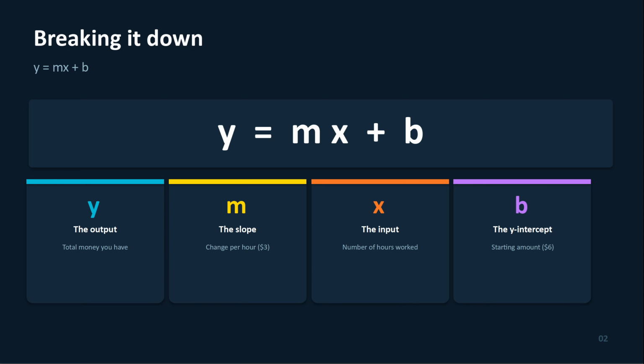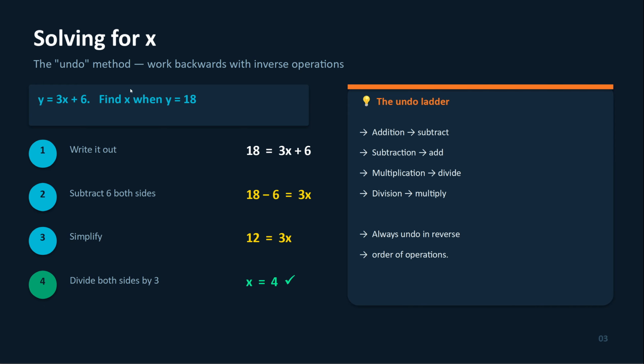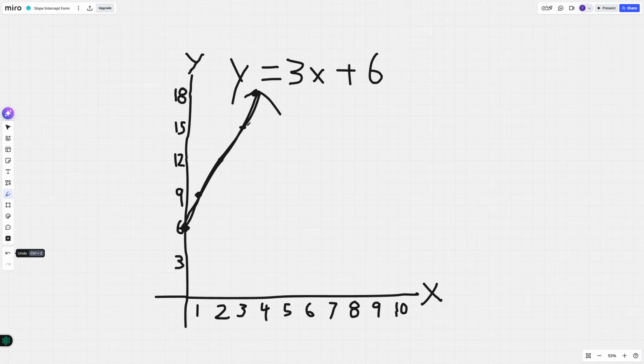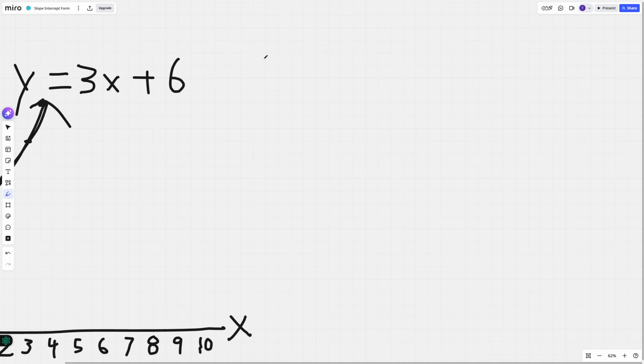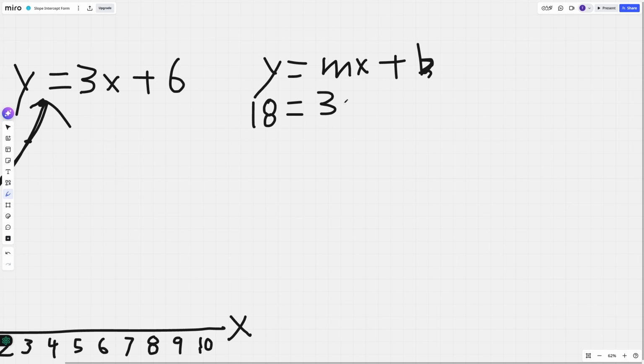Alright. So, now that we know that, let's say you want $18. How many hours are you going to work to have $18? So remember, y equals mx plus b. You want $18, and that's the y value, so you put 18 right here. What's your m? You get $3 per hour, so your m is 3. And x is the amount of hours. You don't know that, so you just leave it as x. And then you add 6 because that's how much you start with.